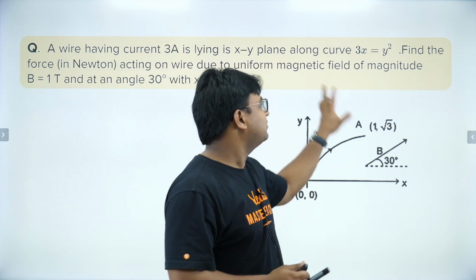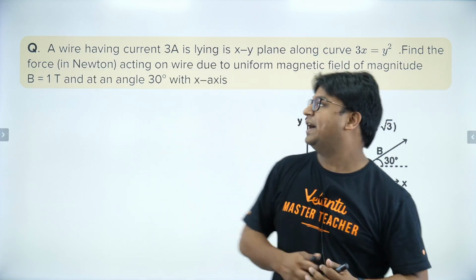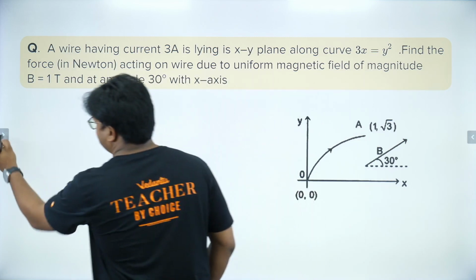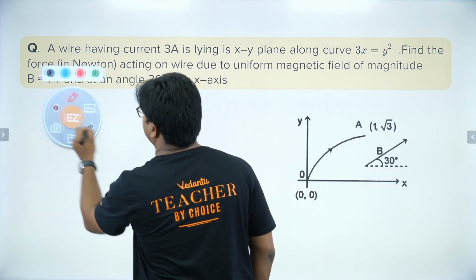Along the curve 3x equals y square. So this is the curve that has been given to us, and we have to find the force acting on the wire due to the uniform magnetic field. So let's do this question. How are we going to address this question?